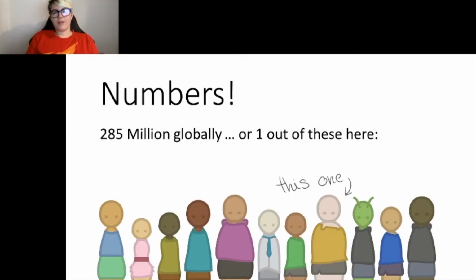There are roughly 285 million blind and visually impaired people out there. That's just a little less than the entire population of the States. Roughly 1 in 11 people. That's a lot.